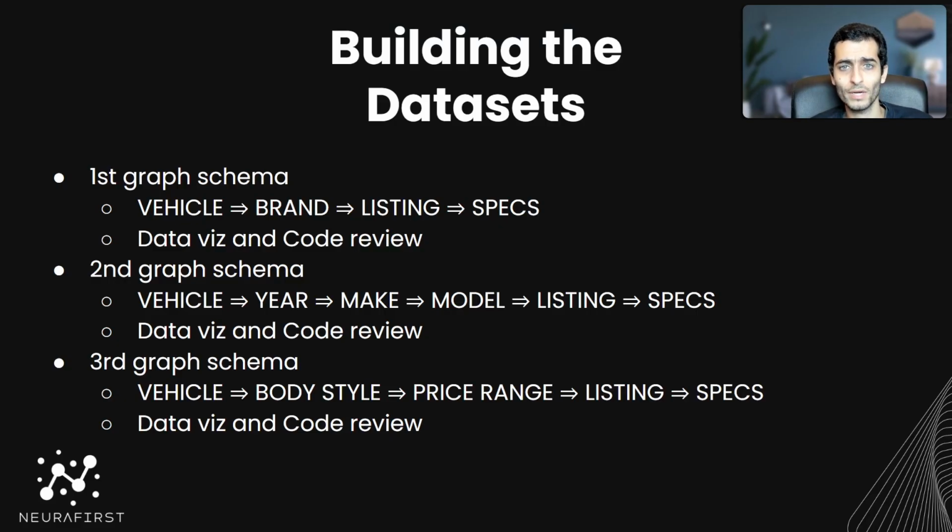The second type of graph that I decided to create is following this schema here. First, we go from the vehicle root node, then we go over all years, all possible years. Then for each year, we go through a make, and then the model, then the listing, and then the specs of a specific car. Let me show you how it looks.